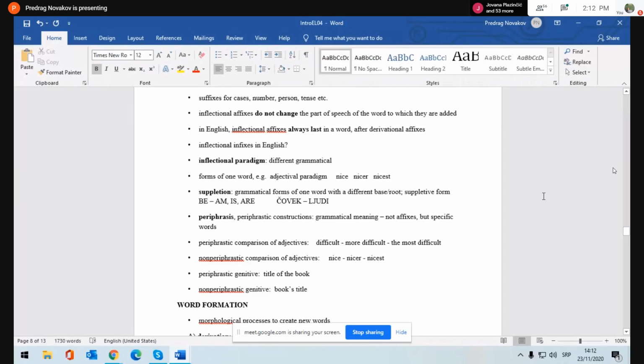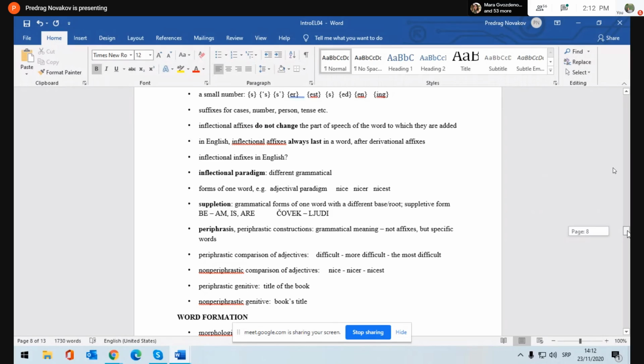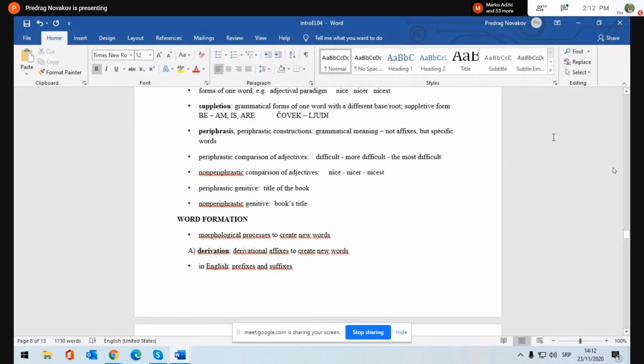What would be a nominal paradigm in English? Well, it's also very simple: book, books (plural), book's (genitive), books' (genitive plural), and that's all. Okay, so this is an inflectional paradigm. We have a couple of specific cases when it comes to inflectional paradigms and inflection. We have something which we call suppletive forms, or suppletion.